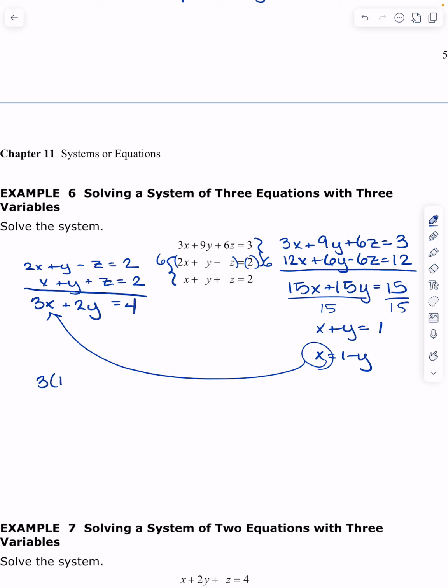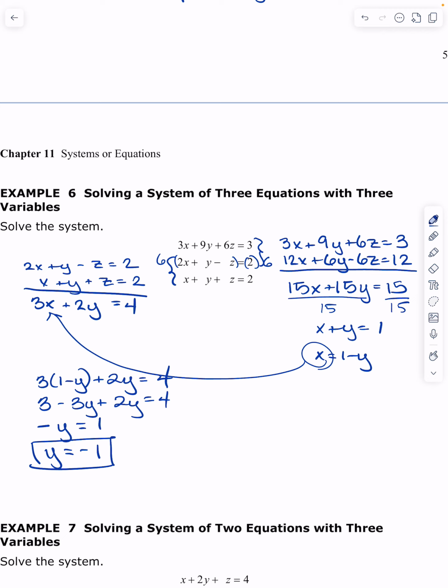I got 3 times 1 minus y plus 2y equals 4. 3 minus 3y plus 2y equals 4. I get negative 1y, subtract 3 from both sides, equals 1. So y equals negative 1. There's my first variable, and it doesn't really matter what order we solve these in. But I am going to go back up here, because now I got x equals 1 minus, my y is negative 1. I got x equals 2.